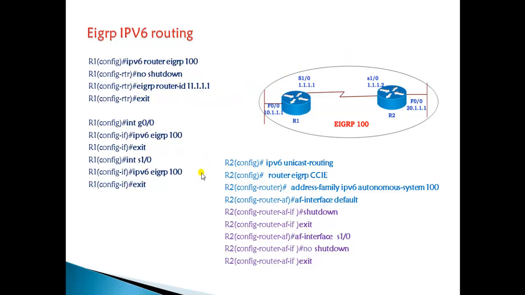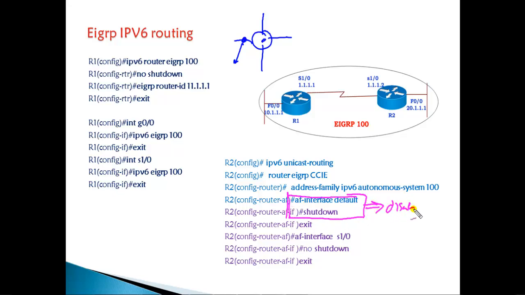Or we can do something like this. Let's say there are 4 interfaces, and I want to enable EIGRP only on one interface, but not on the remaining 3. In that case, I can go to af-interface default and give shutdown, which means it is going to disable IPv6 EIGRP on all the interfaces, and then I can go to that specific interface and say no shutdown. The no shutdown will enable the protocol on that particular interface.